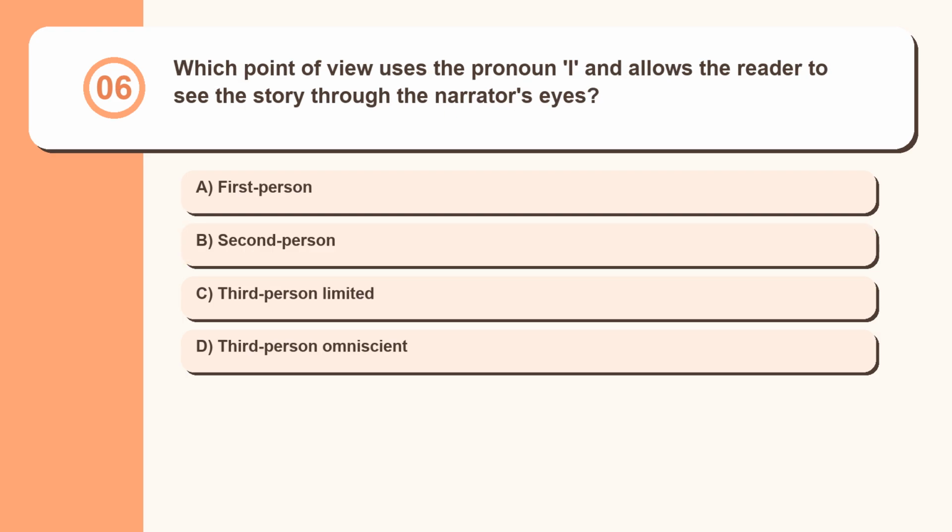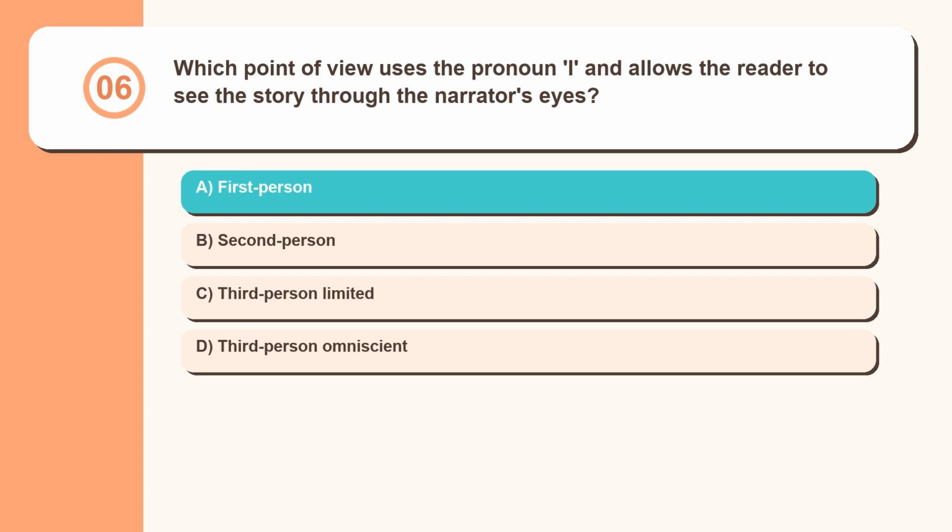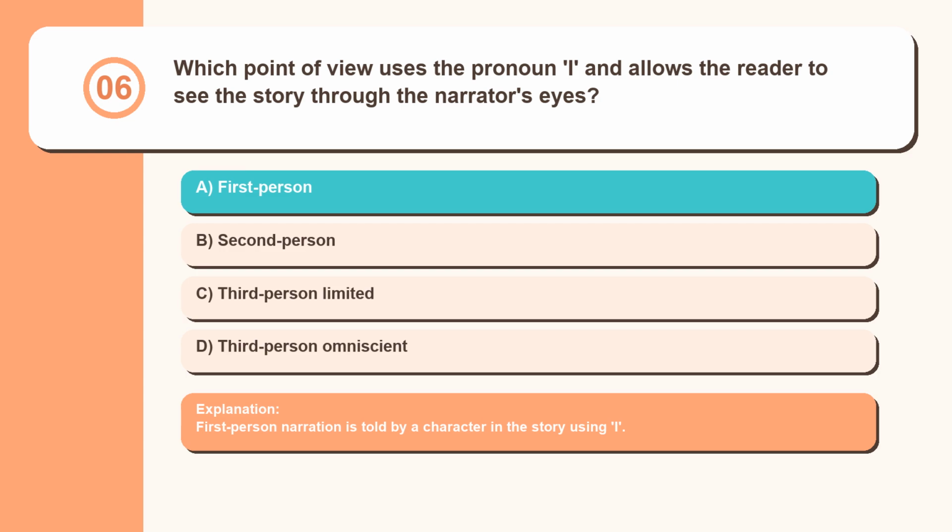Question 6. Which point of view uses the pronoun I and allows the reader to see the story through the narrator's eyes? First person, second person, third person limited, third person omniscient. First person narration is told by a character in the story using I.